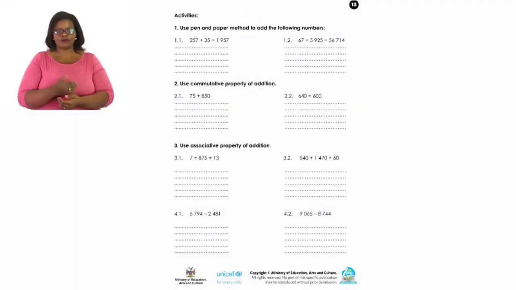On page 13, there's a really nice activity for you guys to do. Now let's go through the activity. Use pen and paper mode to add the following numbers. 1.1, 257 plus 35 plus 1,957. 1.2, 67 plus 5,925 plus 56,714. So here we apply pen and paper mode.